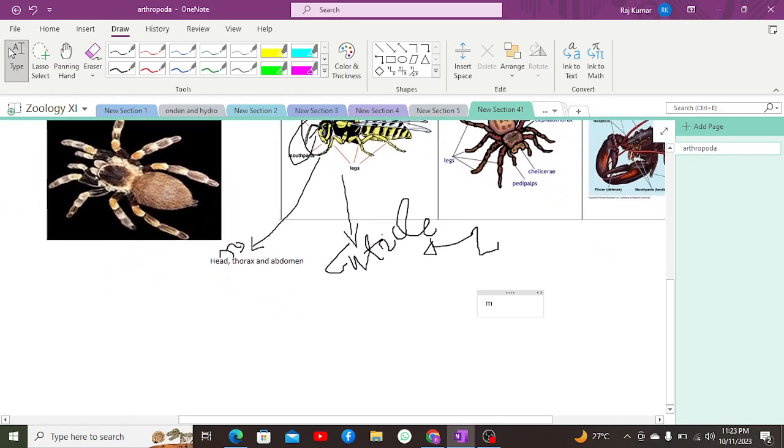Most of them undergo metamorphosis. The metamorphosis is of three types: hemimetamorphosis, holometamorphosis, and ametamorphosis. Holometamorphosis is one in which the egg is converted into larva, then pupa, and then adult. Examples are butterfly, dragonfly, as well as fruit fly. In hemimetamorphosis, examples are cockroaches and grasshoppers, whose egg develops into a nymph, and then the nymph develops into an adult.